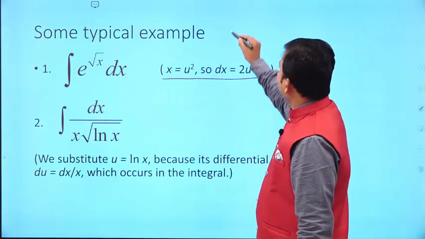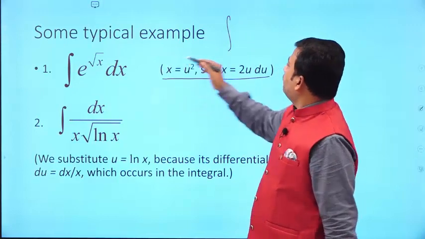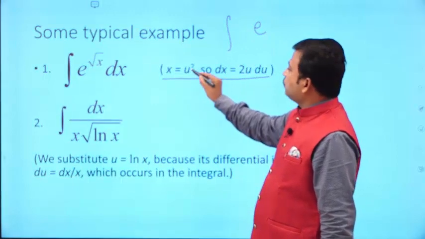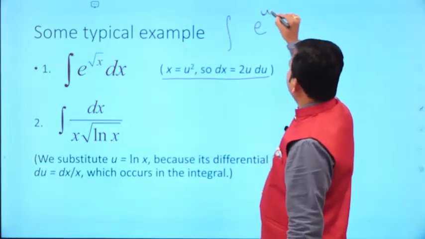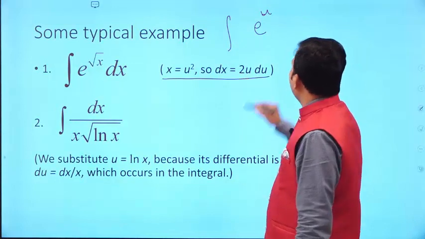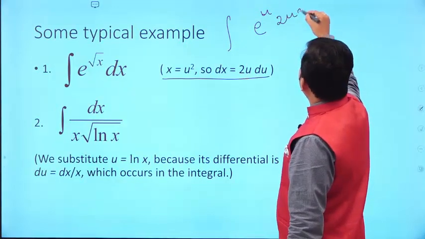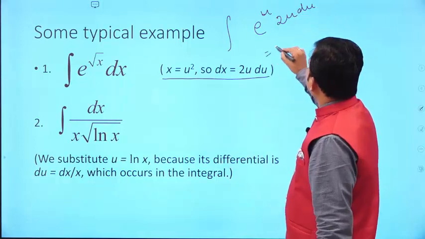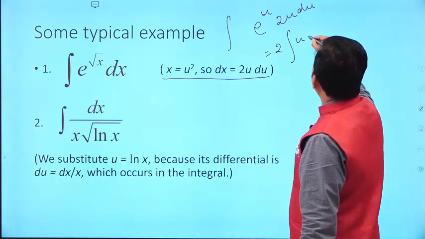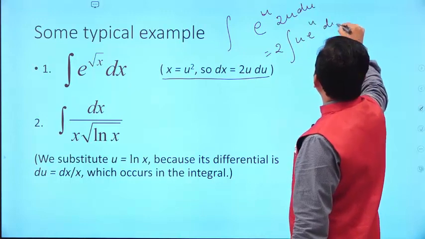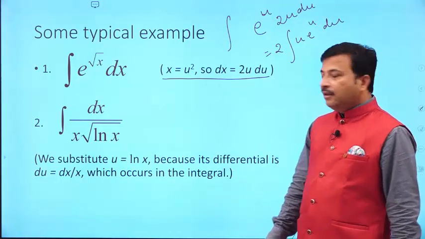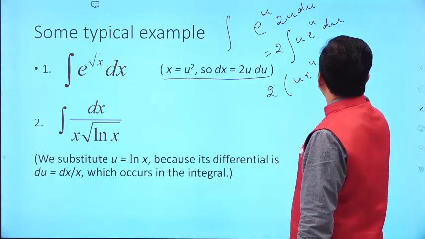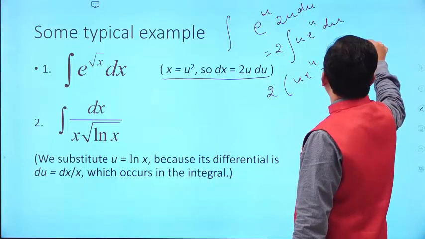What will you get? Integration of e to the power root x. x equals u square, so root x equals how much? u. And dx equals how much? 2u into du. So what did you get now? This becomes 2 into integration of u into e to the power u du. Is it clear? And this is nothing but 2 into u into e to the power u minus e to the power u, plus c.